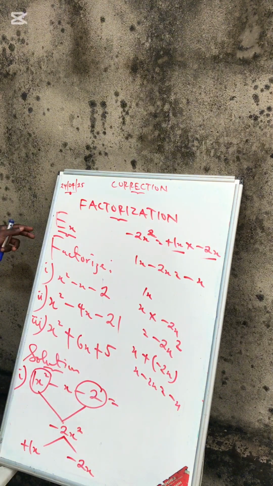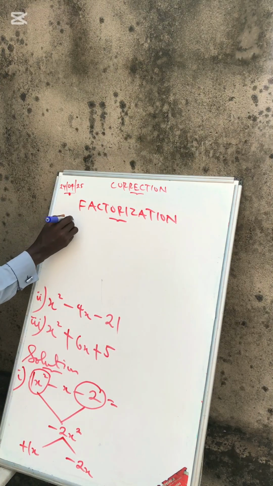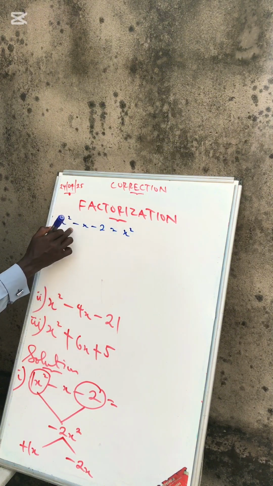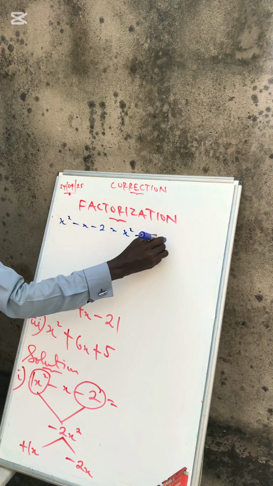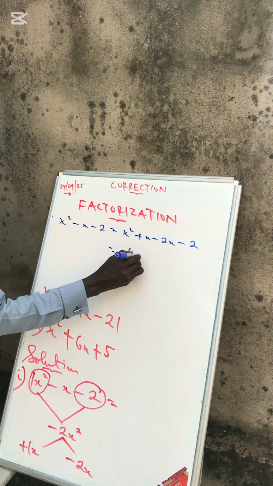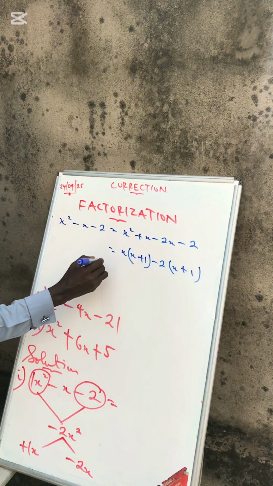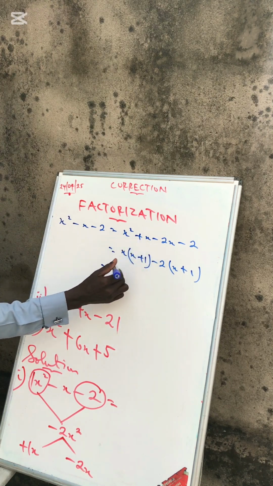Instead of writing minus x, you now write plus x. So x squared minus x minus 2 is equal to x squared plus x minus 2x minus 2. And that means x into bracket x plus 1, minus 2 into bracket x plus 1. Look at that. See it again on the board so you can understand. You understand? So you pick these two that are the same, put them together.